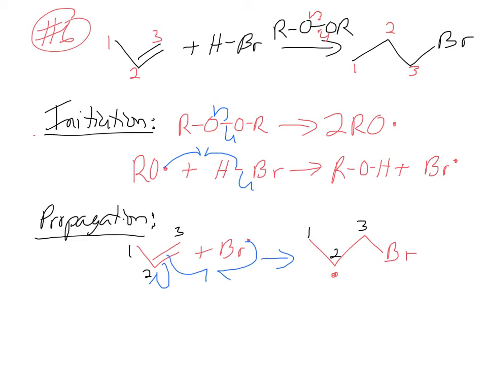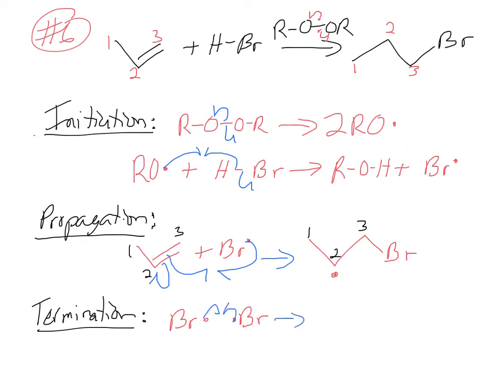And then a termination step is anytime two radicals come together and there is not a new radical formed. So that could be something simple like this. Imagine two Br dots coming together. But the whole point is, in a termination, you're done. There's no new radicals. So there's lots of ways you could do this too. You get lots of complicated products.